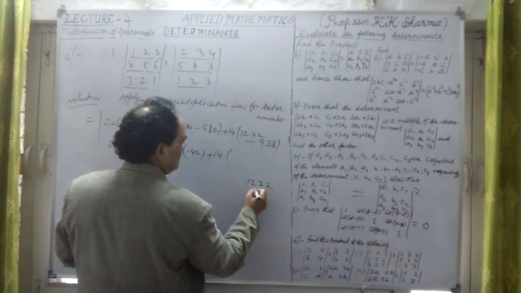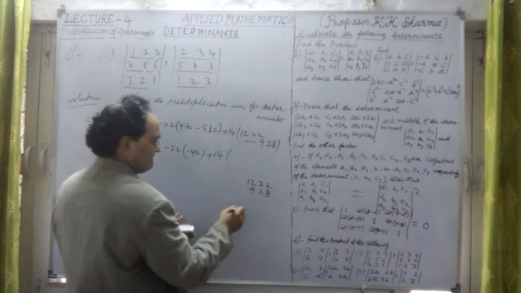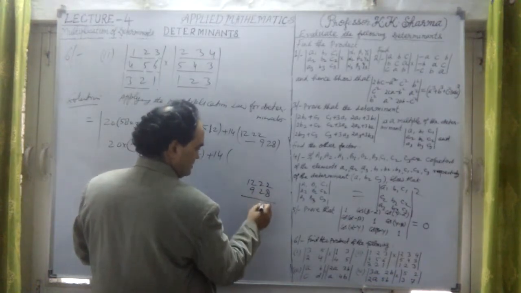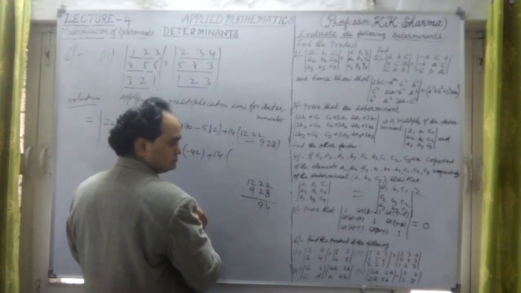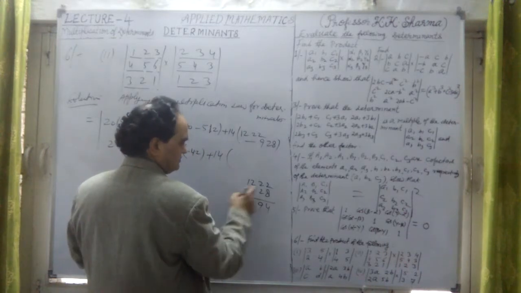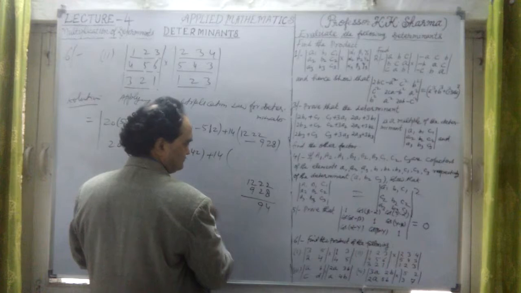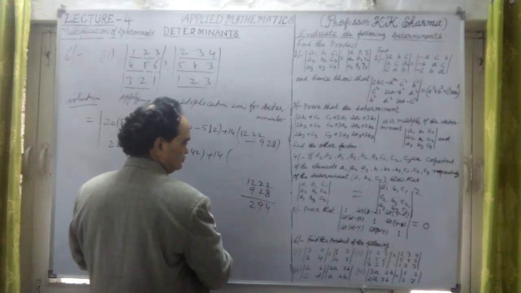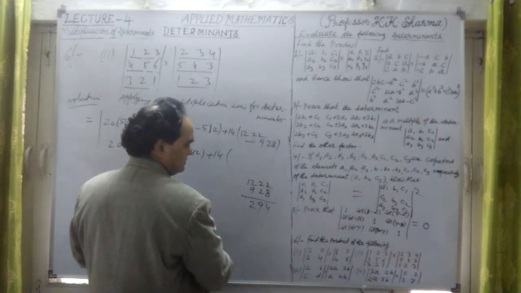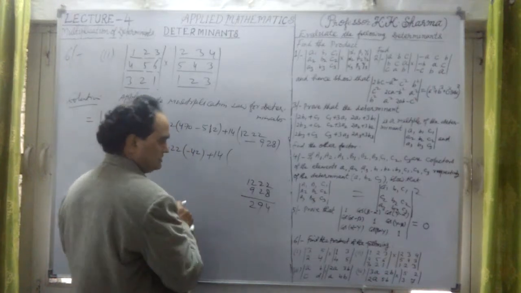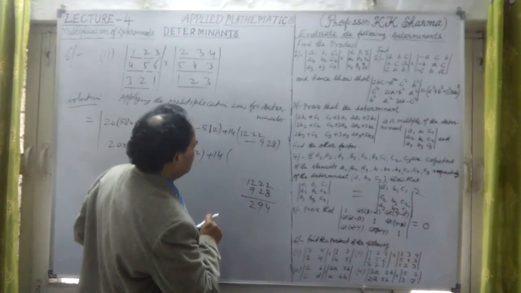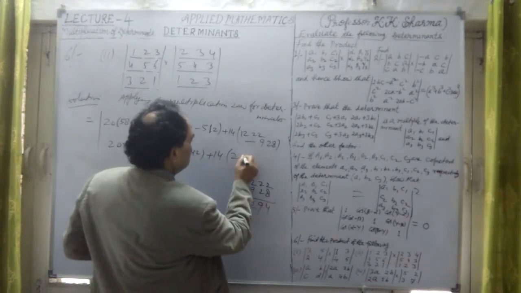12, 22, 9, 28. This is 12 minus 8, 4. On carry, 9 now. 12 minus 9. One carry again is 2 here only, and one carry nothing. 12 minus 10, 9, plus 2 and 292. This is the value, this is the positive value, 292.